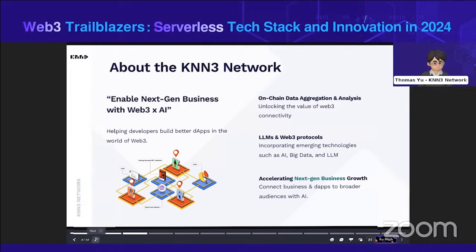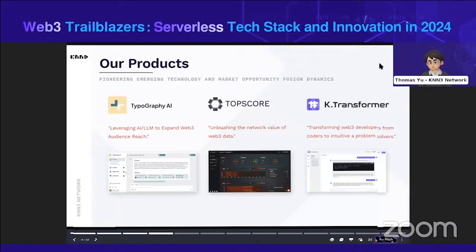Okay, so let's get into our product. We have 3 product lines under the Canyon 3 ecosystem. First is Typography AI, which is our latest. It was launched in Q3 of this year, 3 to 4 months ago, but it has already acquired 260K registered users on the platform. We now have 2K to 3K DAU per day, and we have iterated for a couple of versions.